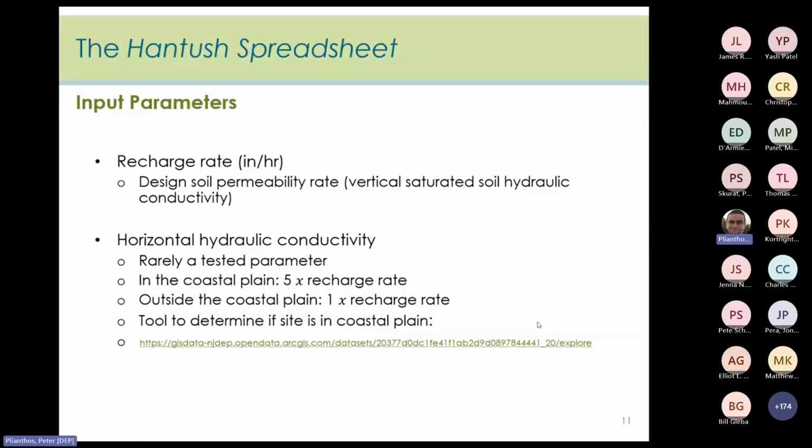If the site is located outside the coastal plain, the horizontal saturated soil hydraulic conductivity is presumed to be the same as the recharge rate. If you recall, Lisa provided us in Module 2 with the link to the Bureau of GIS website where you can determine if your site is in the coastal plain. That link is also found on this slide.